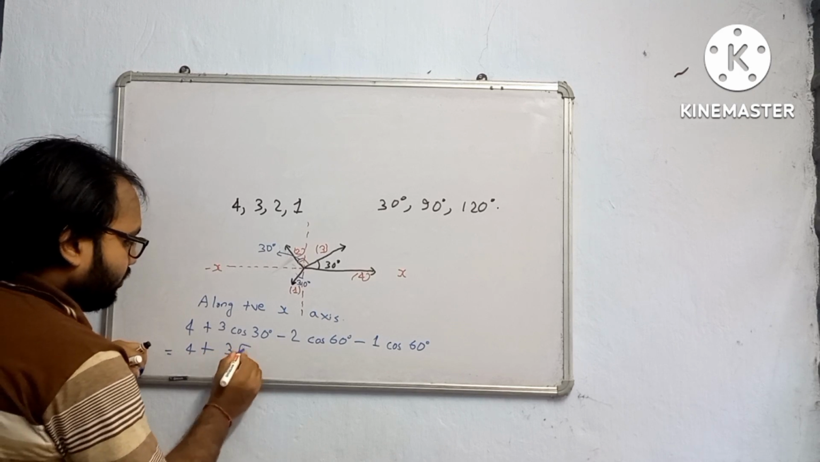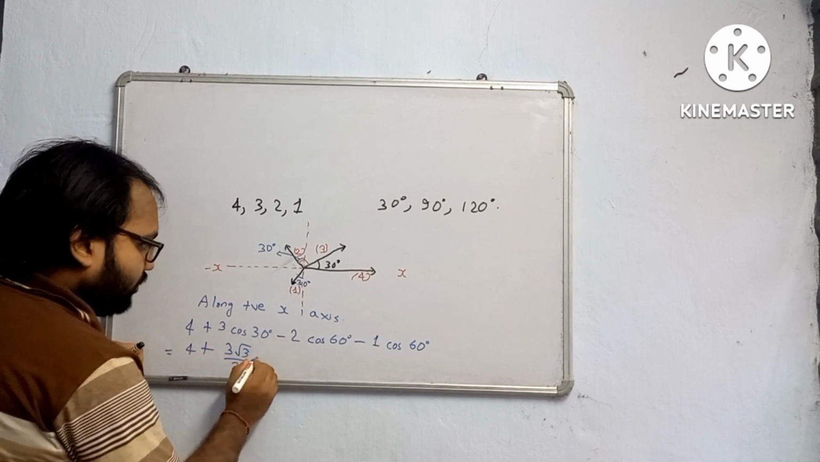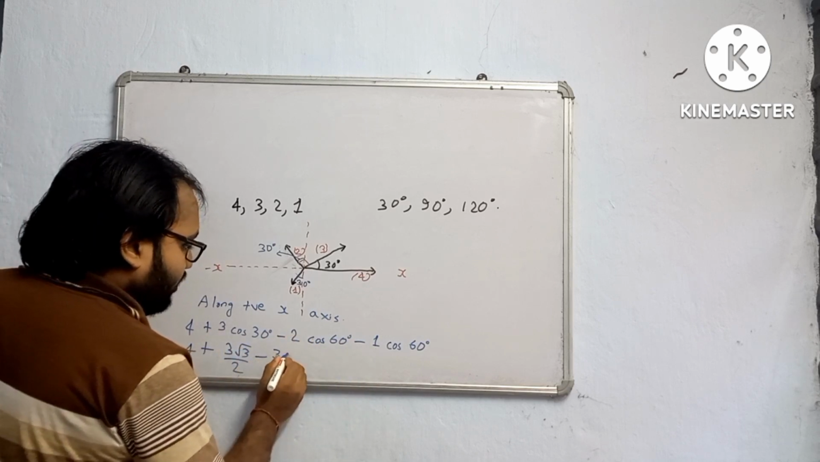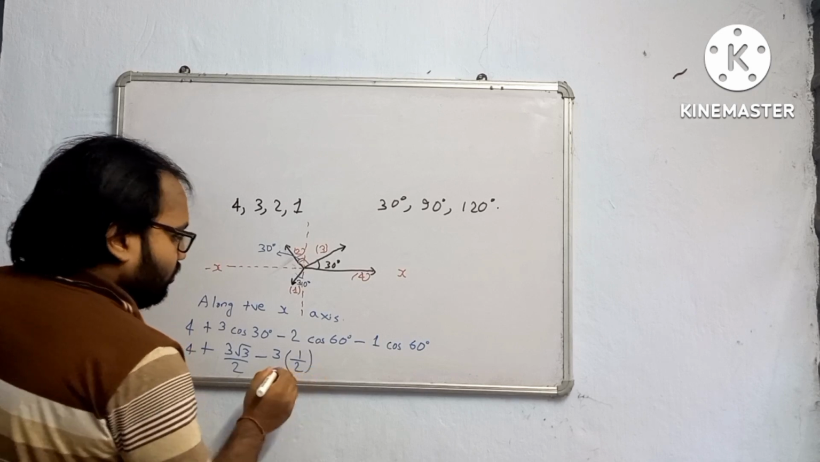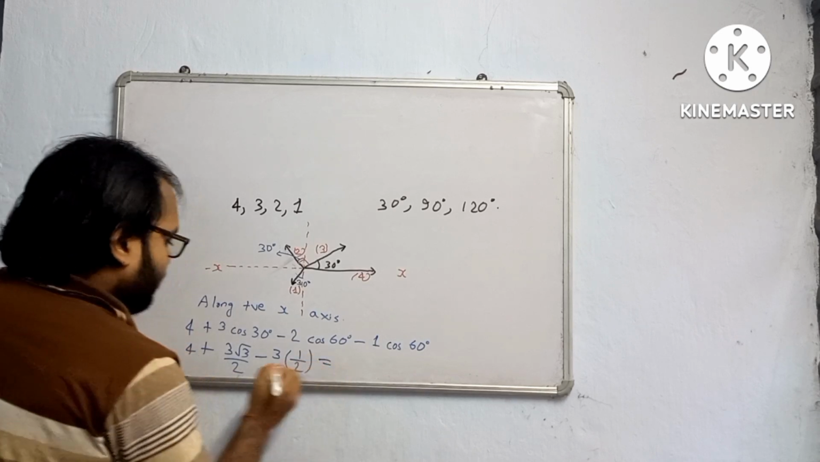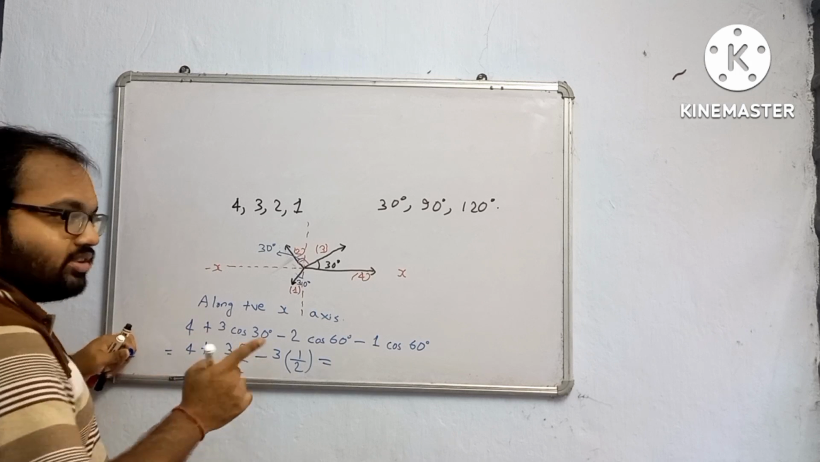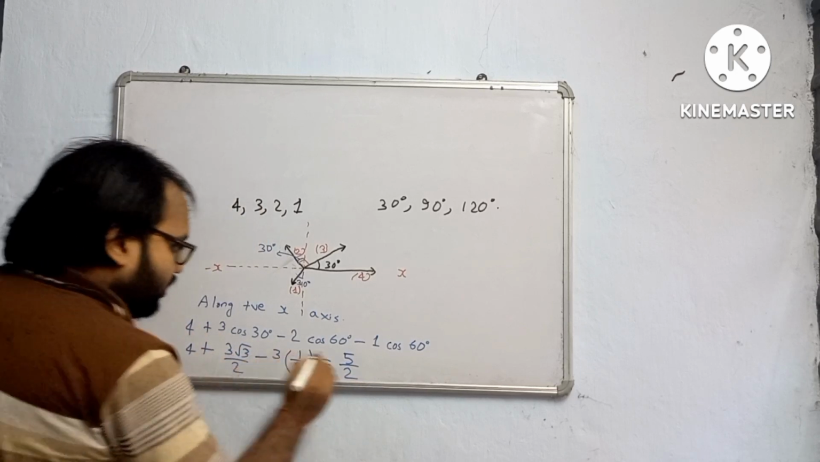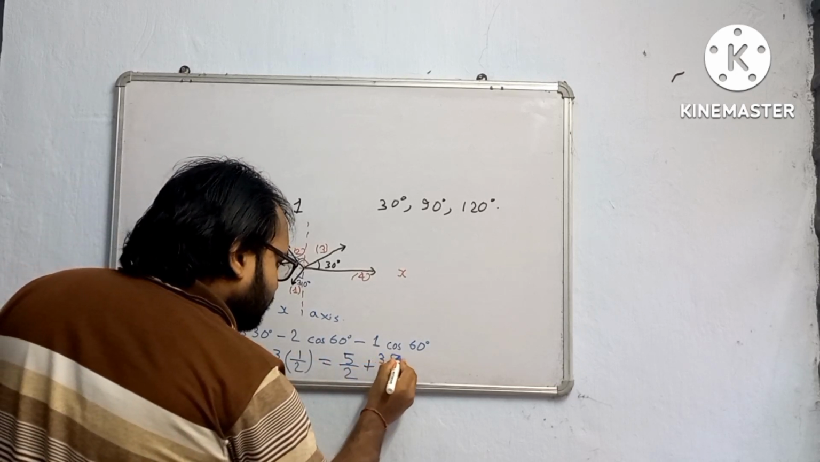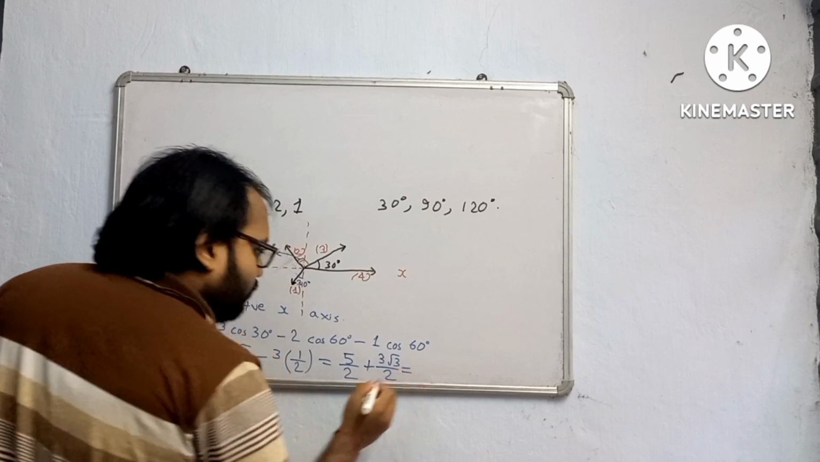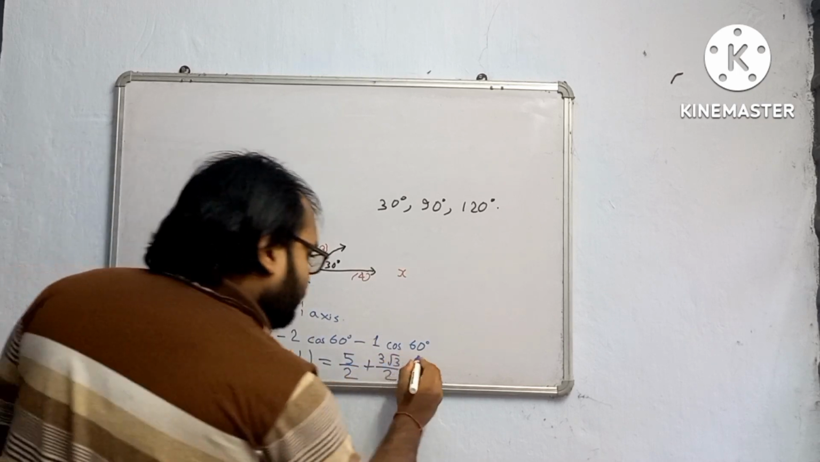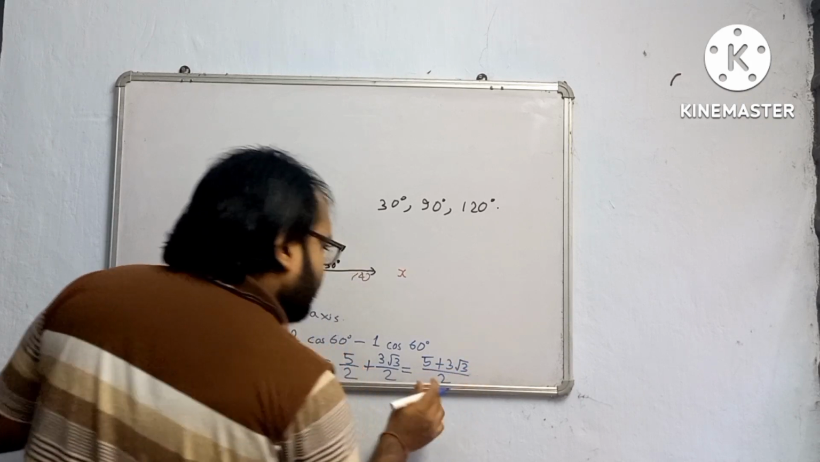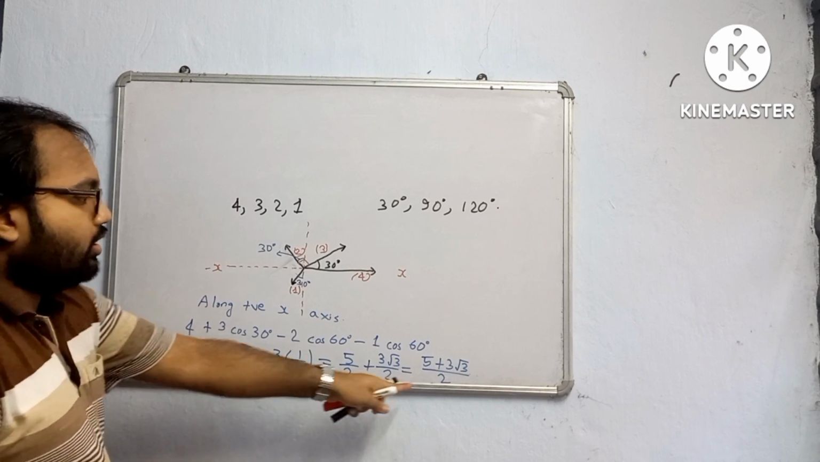It will be 3 root 3 by 2 minus 2 cos 60 minus 1 cos 60, which means minus 3 cos 60. Minus 3 cos 60 is minus 3 by 2. When we calculate it, it will become 4 minus 3 by 2, that means 2 and a half, which is 5 by 2, plus 3 root 3 by 2 plus 3 root 3 by 2, which is equal to 5 plus 3 root 3 divided by 2. This is the component in the x-axis.